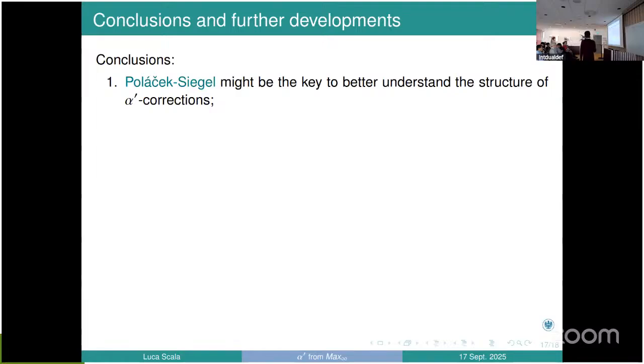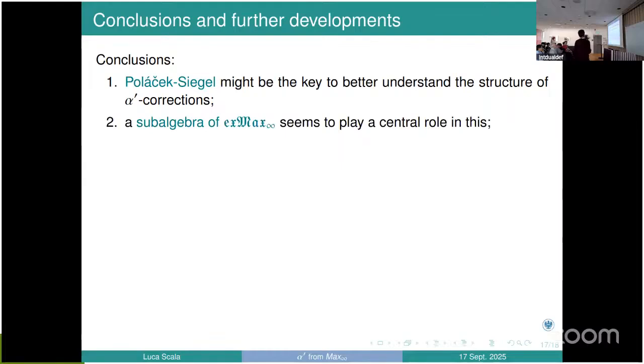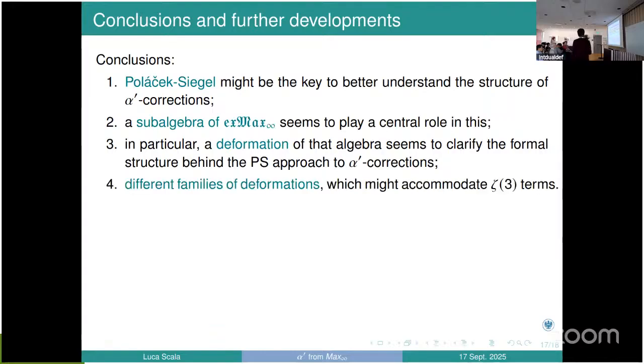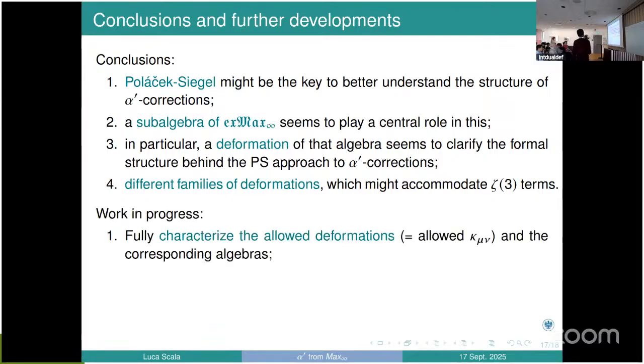So to come to our conclusion, this Polacek-Siegel formalism based on generalized Cartesian geometry might be the key to better understand the structure of alpha prime corrections. The subalgebra of this extended Maxwell infinity, namely Poincare infinity, seems to play a central role in this. In particular, deformation of this algebra seems to clarify the formal structure of the Polacek-Siegel approach to alpha prime corrections. We can find different families of deformations that might also accommodate for zeta 3 terms. Work in progress is to fully characterize all the allowed deformations, meaning all the allowed invariant kappa minis, and the corresponding algebra stemming from them.